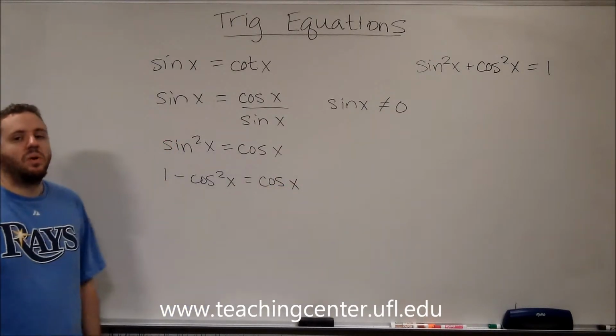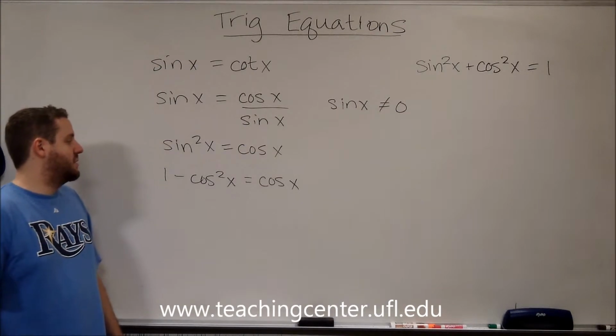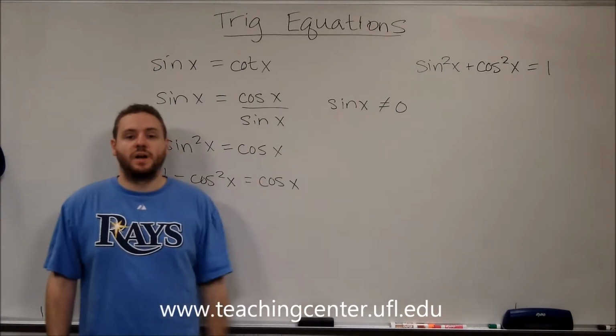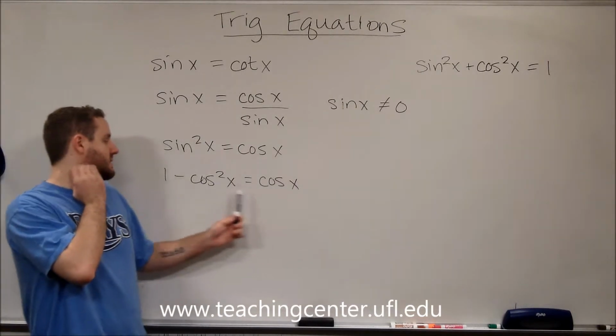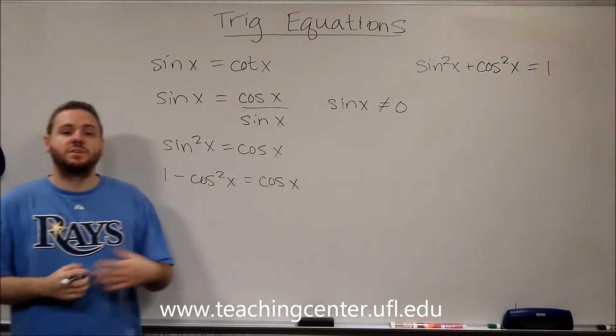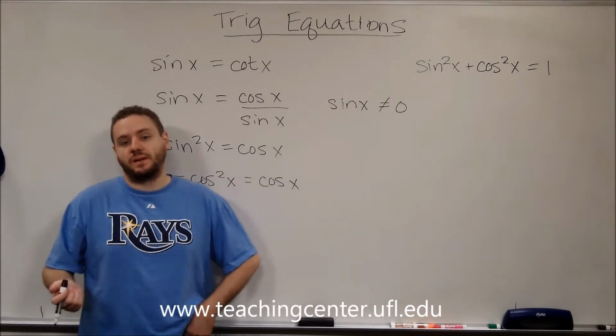And once you're down to one type of trig function, then what you can do is arrange this as a quadratic and solve, because you have cosine squared, you have cosine x, and you have a constant. So this could be a quadratic form with a substitution of cosine instead of x, for example.